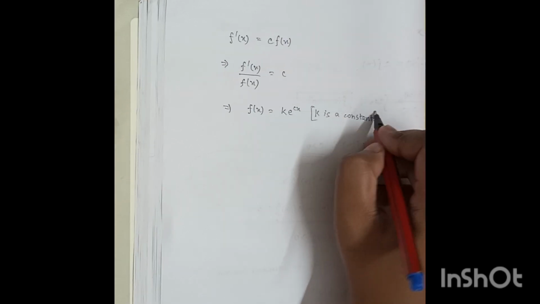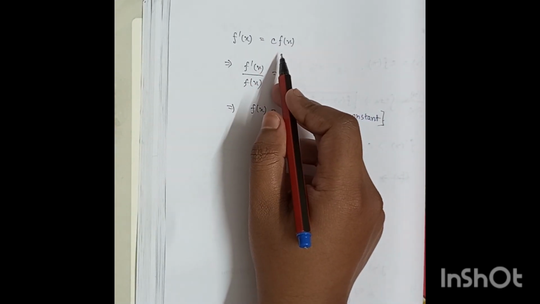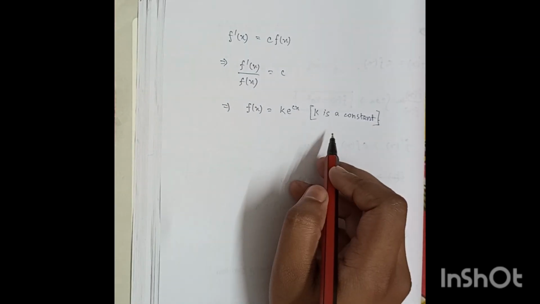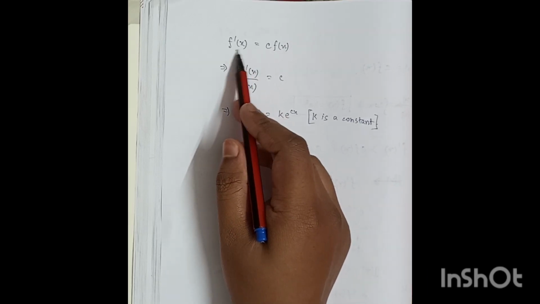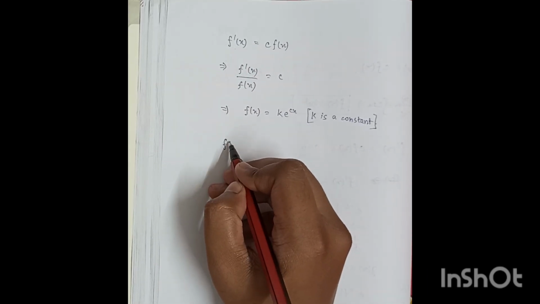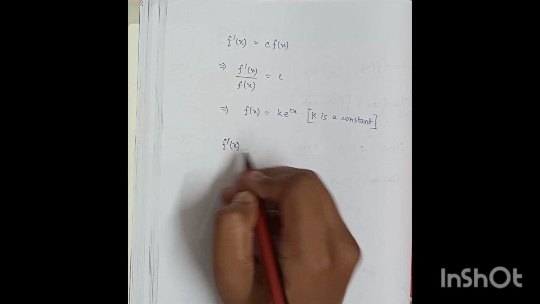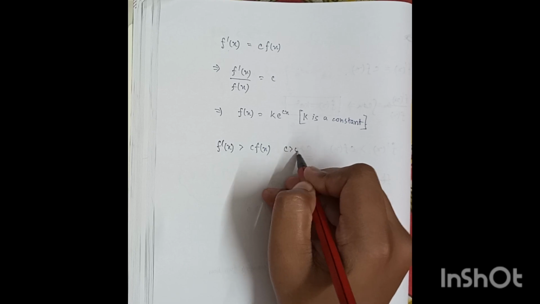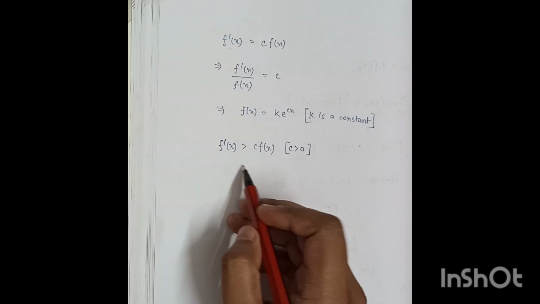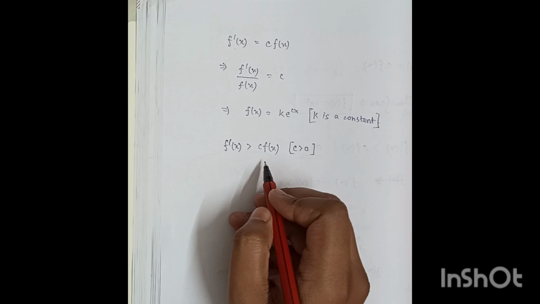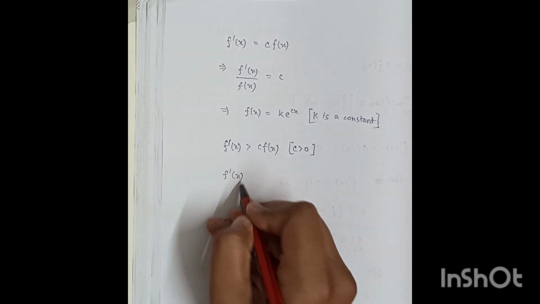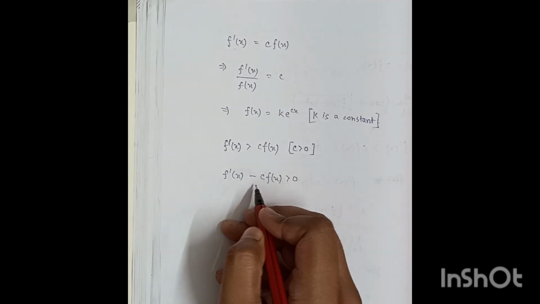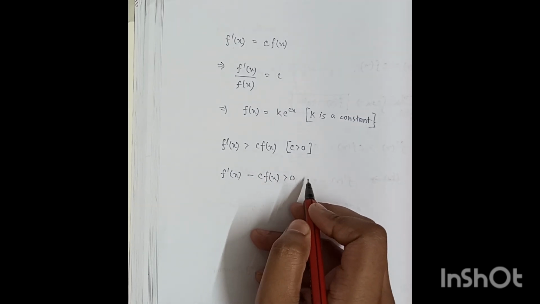Now this is the simple case of differential equations where there is a strict equality between both sides. But what about the case when we have inequality between them? So let us say, for example, f'(x) is greater than c times f(x). Let us consider this case where c is a positive constant. Now in this case there is a fixed approach that we have to follow. So we take the right hand side term towards left. So f'(x) minus c times f(x) is greater than 0.